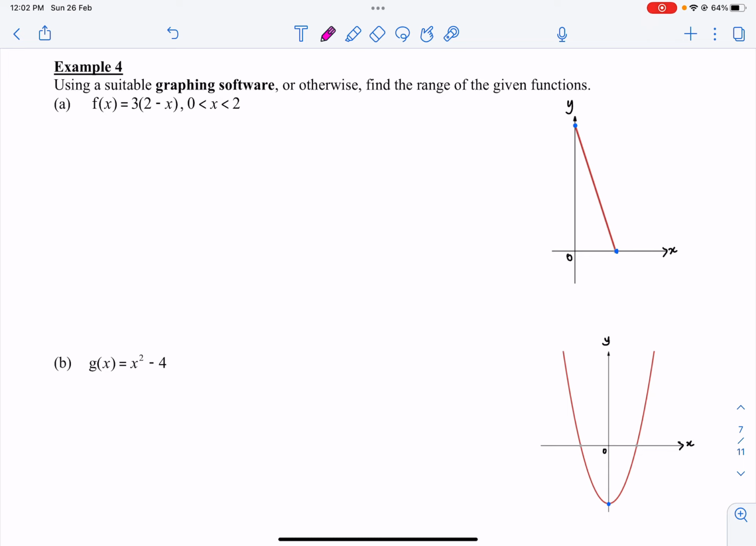In this example, using a suitable graphing software or otherwise, find the range of the given functions. So you're required to find the values of y that correspond to the domain. The graphing software I'm using here is Desmos. I've generated the graphs for more clarity.